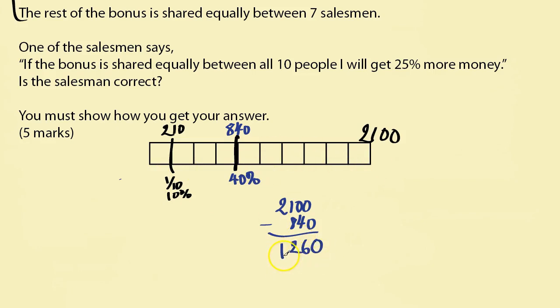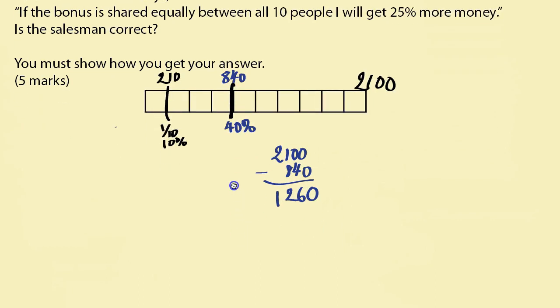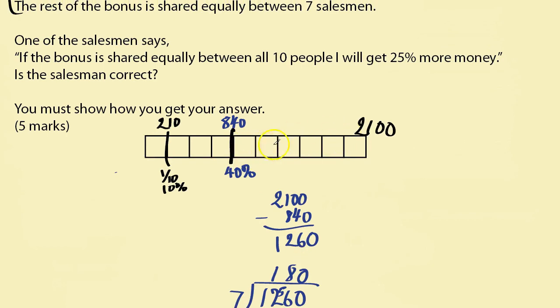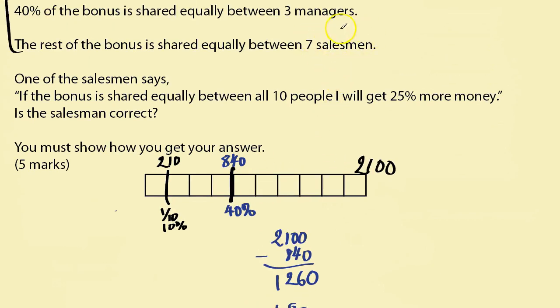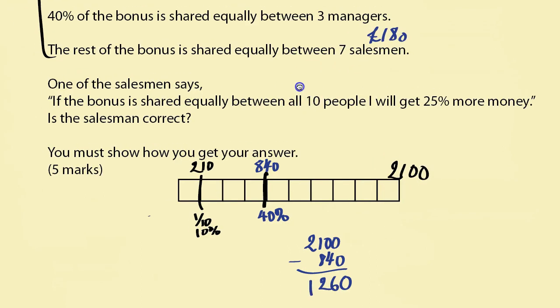That's what this bit is worth. So we're going to share that between the 7 people that are left, the 7 salesmen. So we've got 1,260 divided by 7. However you want to do this, but make sure that you've got a way that works for you. So that was 180 for each of the 7 salesmen. So 180 pounds for each salesman.